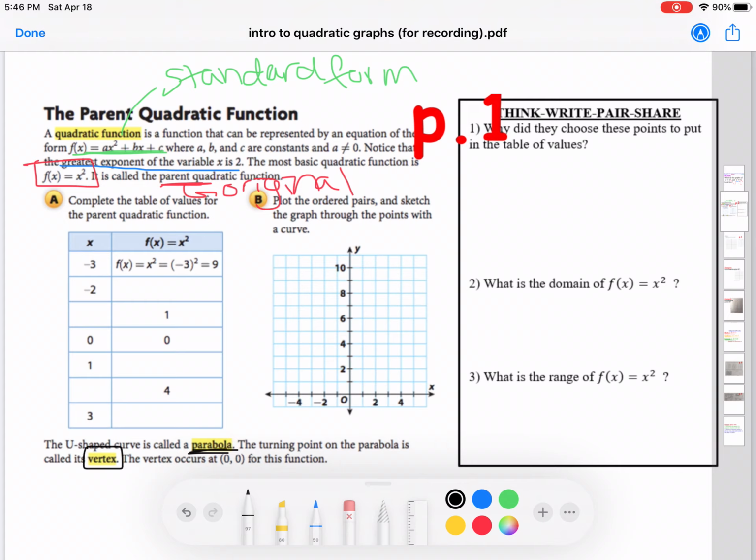So I want you to take a moment to read through our example here, A and B, try to fill that in and answer your think, write, pair, share questions, and then come back to check your work.